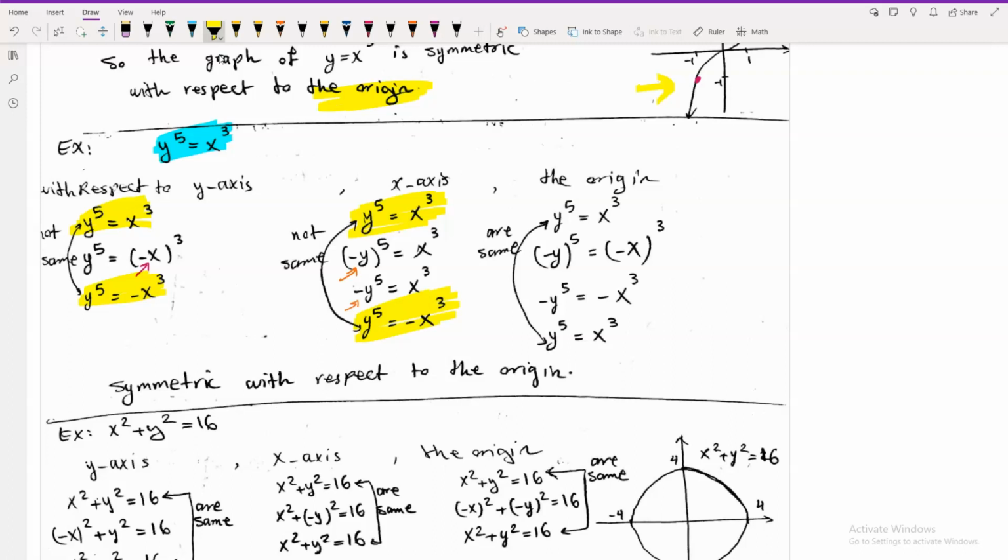And finally, with respect to the origin, we have to use negative y for y, negative x for x. So this is negative y to the 5th power equal to negative x to the 3rd power. And then divide by negative 1. We will have y to the 5th power equal to x to the 3rd power. And finally, compare what was given with what we have after testing. So these two obviously are exactly the same. That means this is symmetric with respect to the origin.